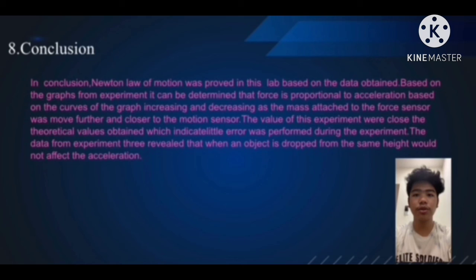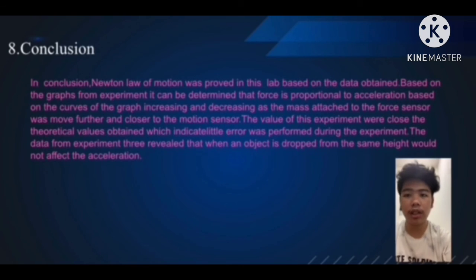The values of this experiment were close to the theoretical values, which indicates little error was made during the experiment. The data from experiment 3 revealed that when an object is dropped from the same height, it will not affect the acceleration.